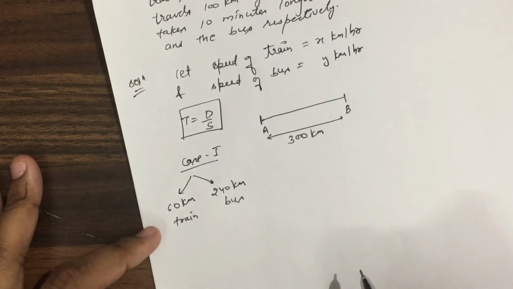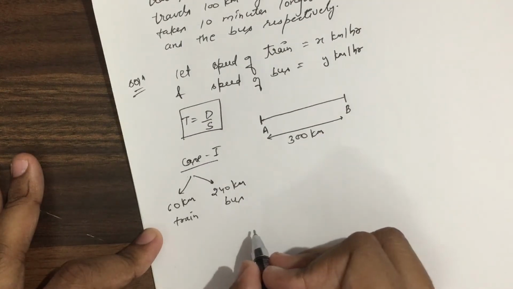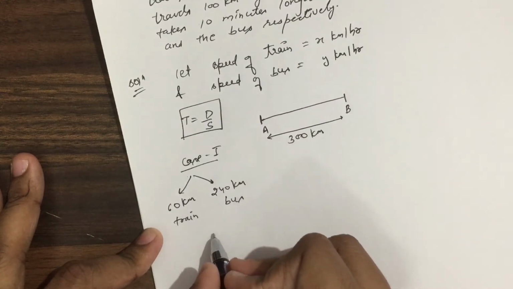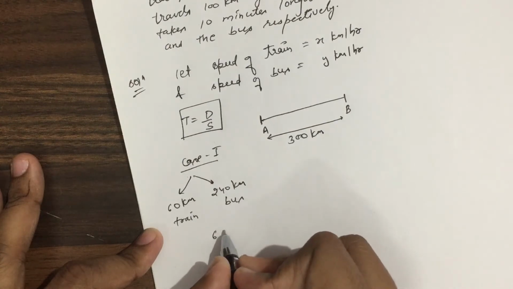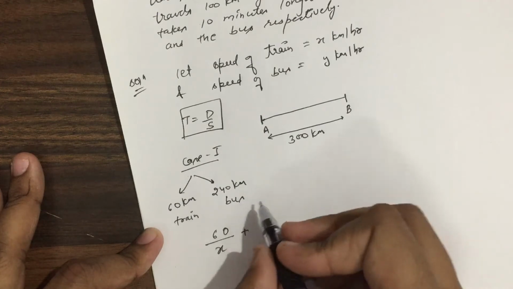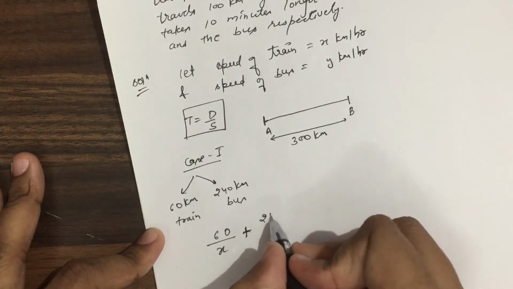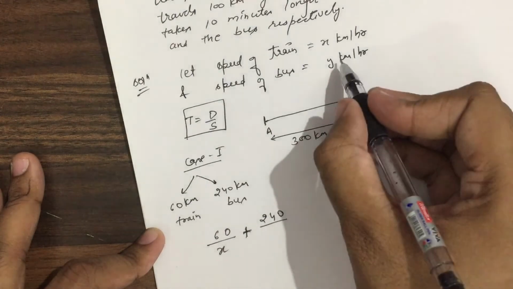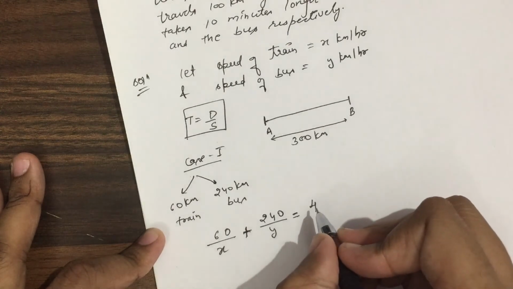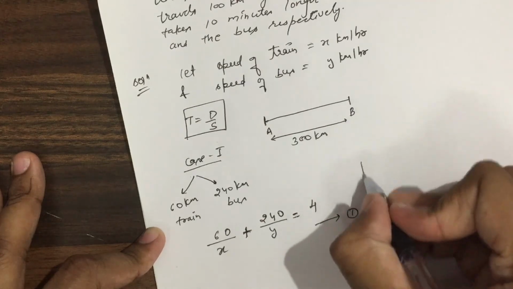ठीक है. So now she takes 4 hours. So time equal to distance upon speed. So time taken by train means distance upon speed. So distance is 60, speed of train is x, plus time taken by bus. Time is distance upon speed. Distance traveled by bus is 240. Speed of bus is y, equal to total time. It is 4 hours. So this will be your first equation. ठीक है. Now case 2.